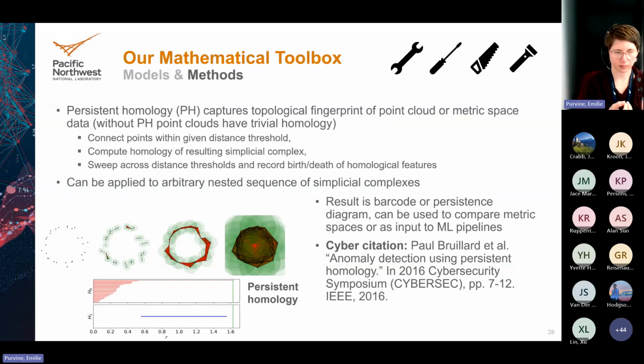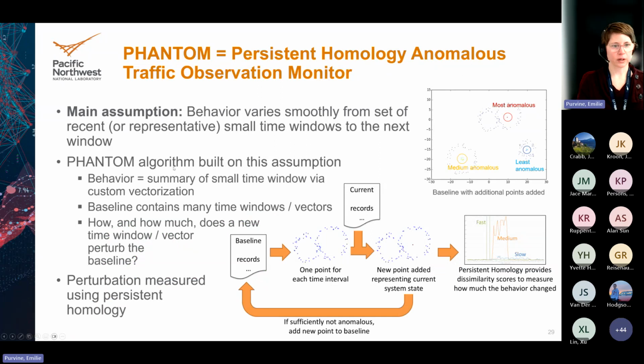If you would, as a human, look at it and say, oh, what's that shape? This is a fingerprint, a numerical fingerprint of what that shape is. And just briefly, we turned this notion of persistent homology on an arbitrary point cloud into an anomaly detector on cyber data, where we assume that behavior varies fairly smoothly from one set of time windows to the next time window.